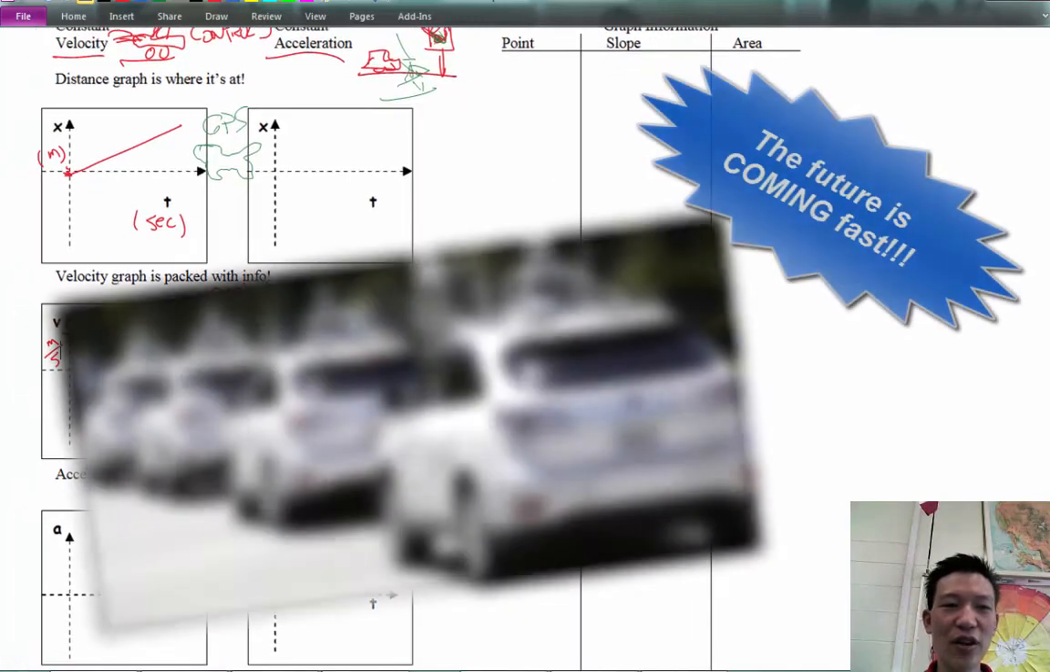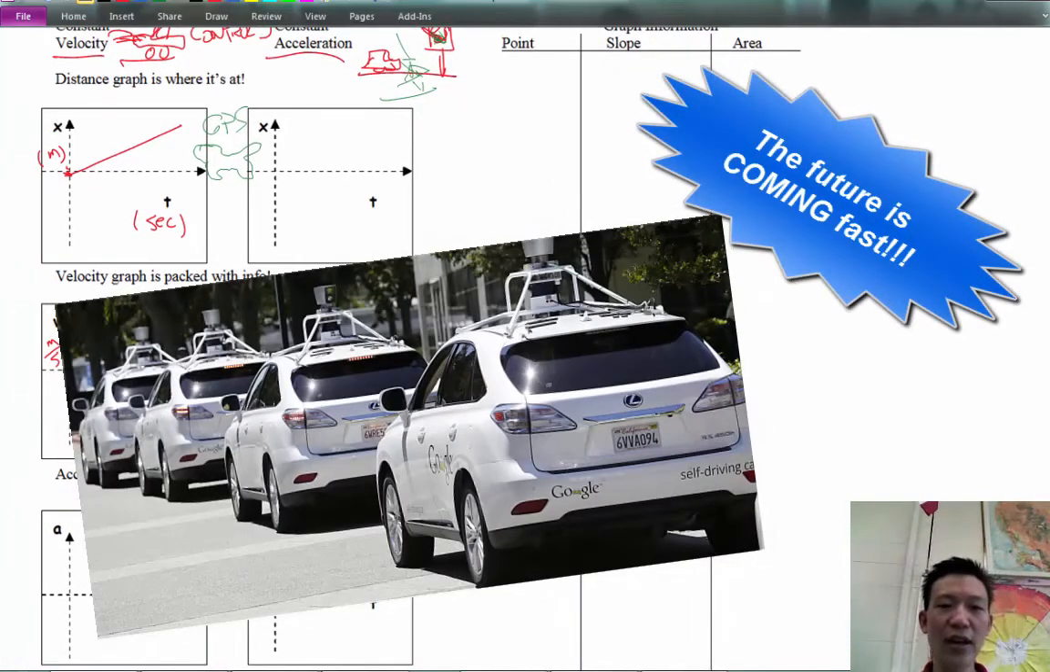And where this is going to be really cool is, I think, in the future, when we start having cars that can drive themselves.